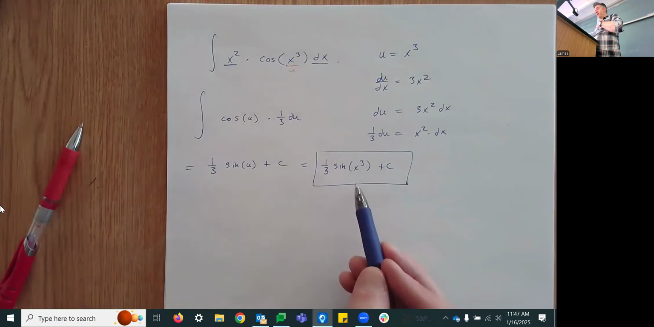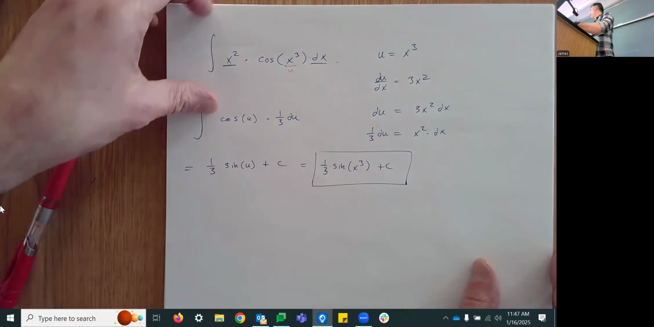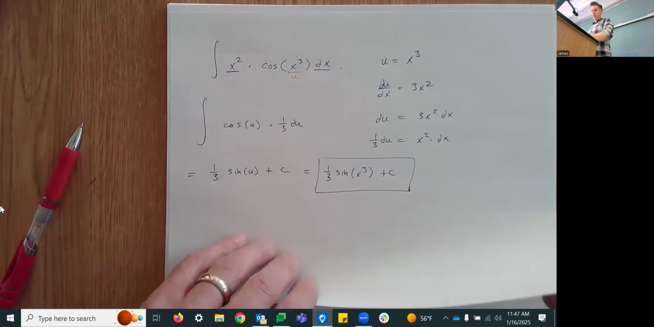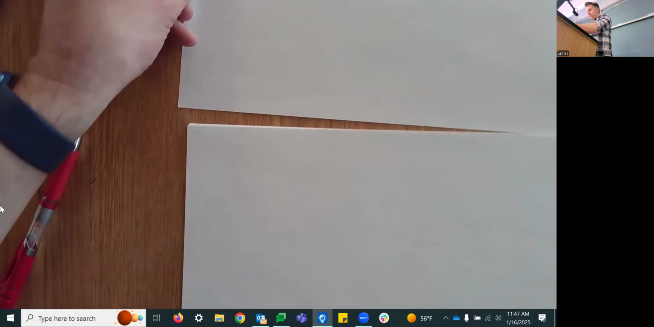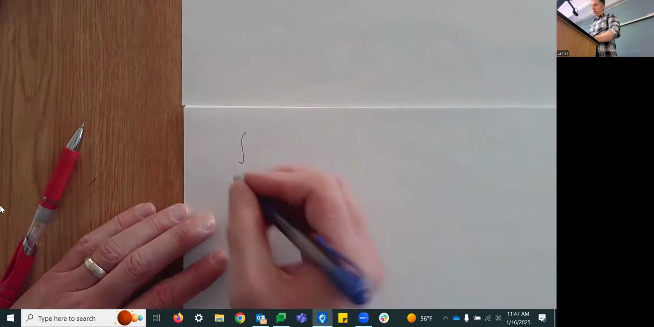If you took the derivative of this, you'd do the chain rule, and you'd get exactly that. Now, what if we have a definite integral?